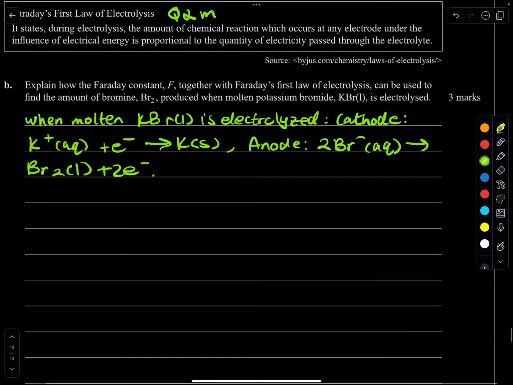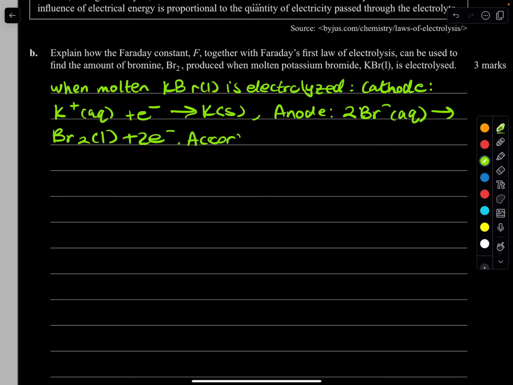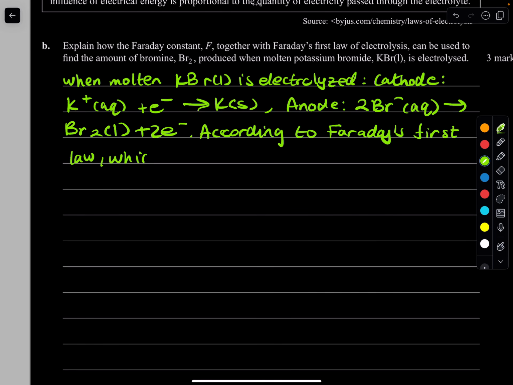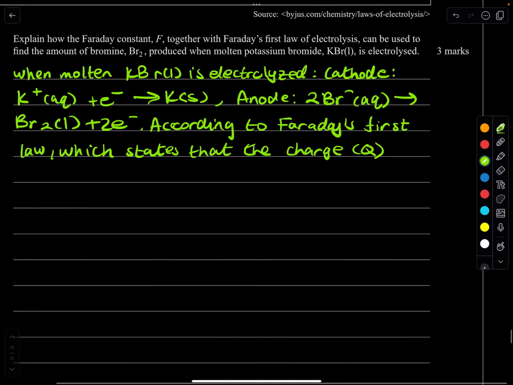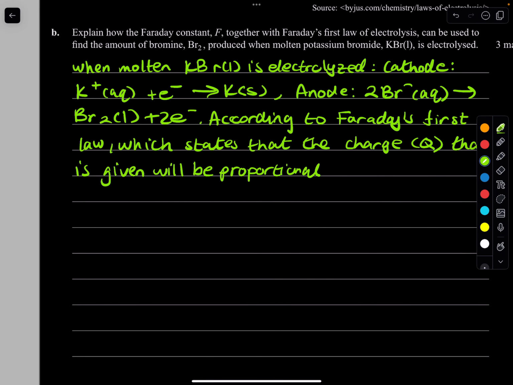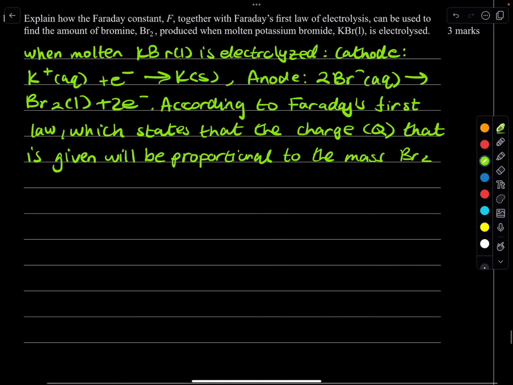So we've written the equations, and now we just state Faraday's law, and do some calculations and explain how we're going to calculate. So, according to Faraday's first law, which states that the charge, Q, your charge that is given, will be proportional to the mass of bromine, Br2, produced.